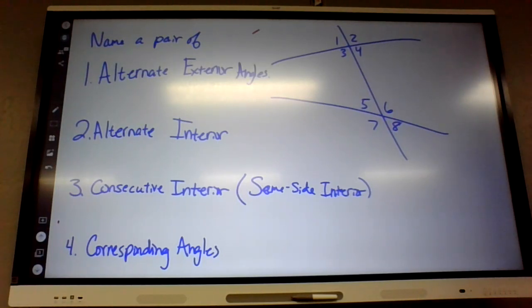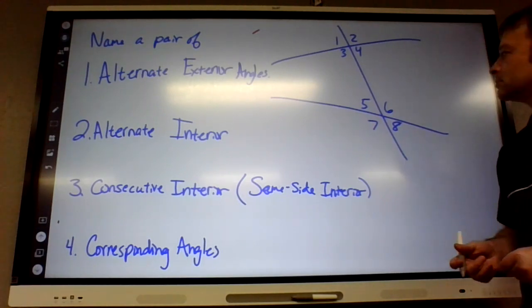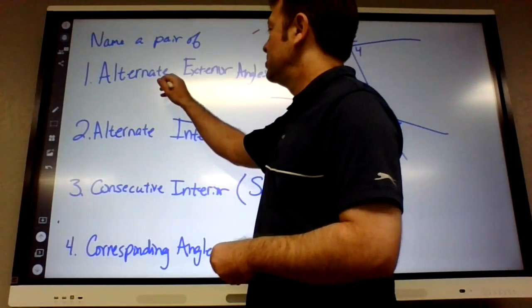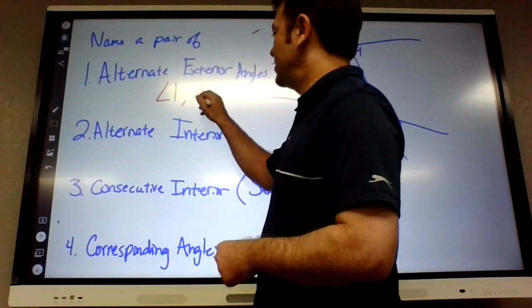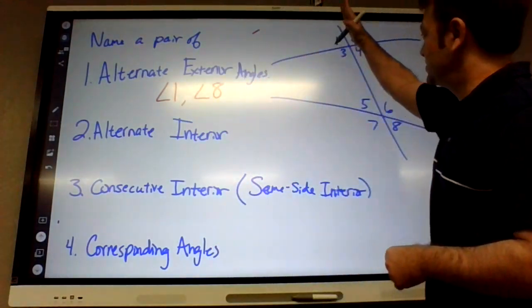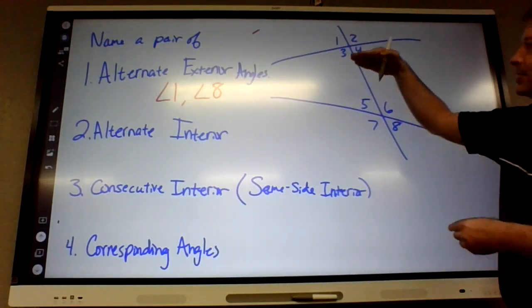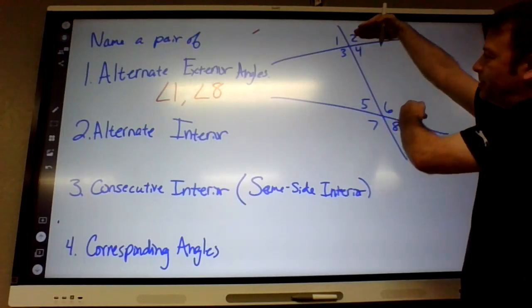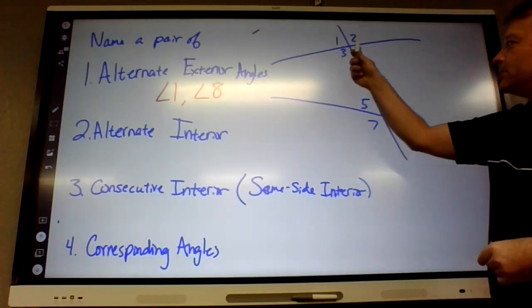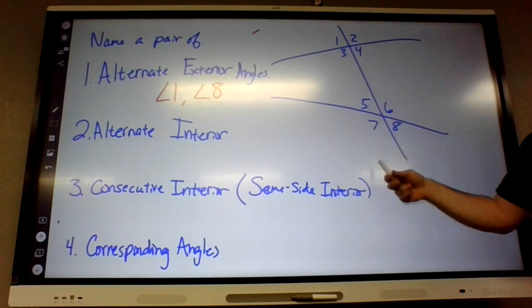Whitley, what are alternate exterior angles? One pair. 1 and 8. So they're on alternate sides of the transversal, and they're exterior to the non-parallel lines, the other two lines. So it's either 1 and 8 or 2 and 7.